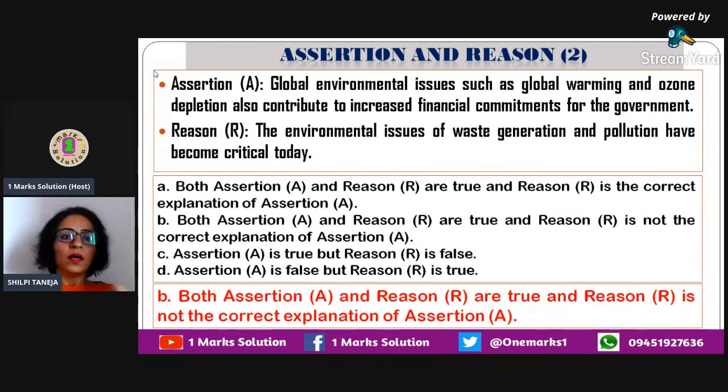This is true. Reason says the environmental issues of waste generation and pollution have become critical today. That is also true, but this statement is not at all giving any explanation for the assertion. So we can say assertion is true, reason is true, but reason is not the correct explanation of assertion. So we'll go for option B in this.